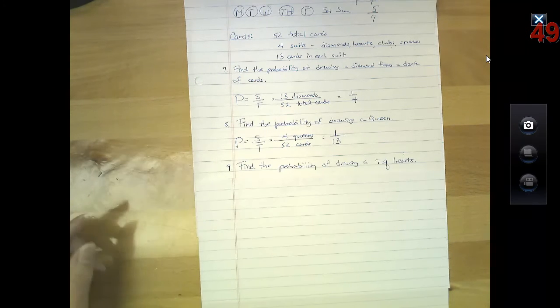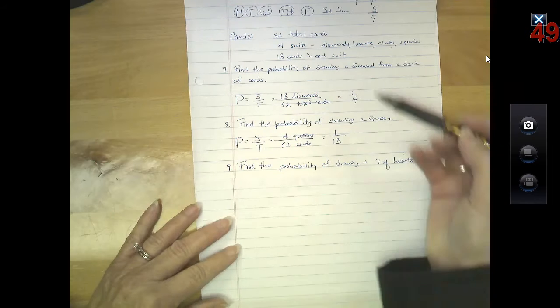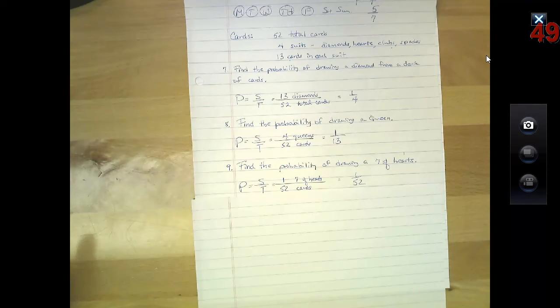Find the probability of drawing a 7 of hearts. How many 7 of hearts do you have? Only 1. So here's hearts. So 1, 7 of hearts in the whole deck. So 1 out of 52 is your answer on that one.